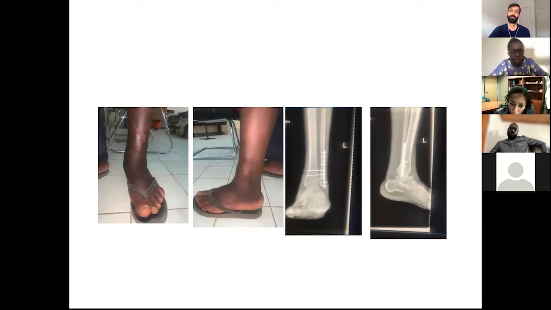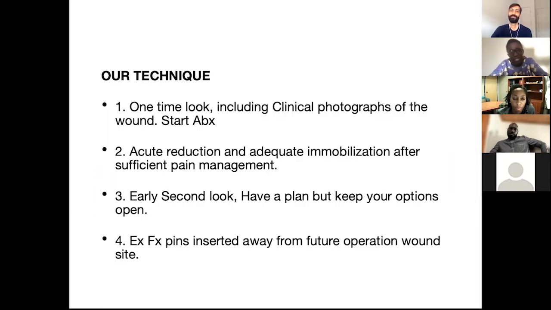Now he's fully weight bearing, still without crutches. He's complaining of a bit of pain on the medial side when he weight bears for a long period of time. So that's what we had for him. Inviting comments, no questions on the case.